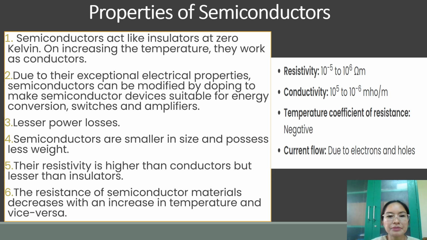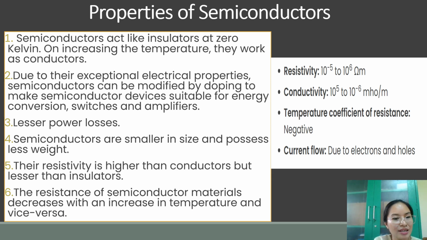Now we have here the properties of semiconductors. Number 1, if semiconductors are at 0 Kelvin, they will act as insulators, but if the temperature is increasing, they will work as conductors. Number 2, because of these properties, semiconductors can be modified by doping to make them suitable for energy conversion, such as in switches and amplifiers. We will talk about doping later on.